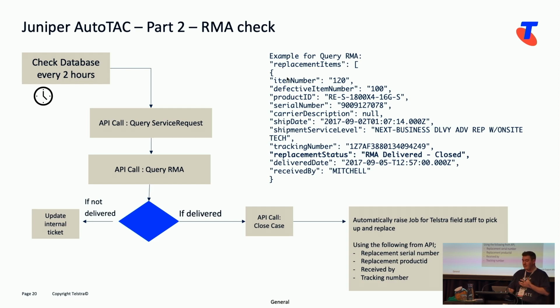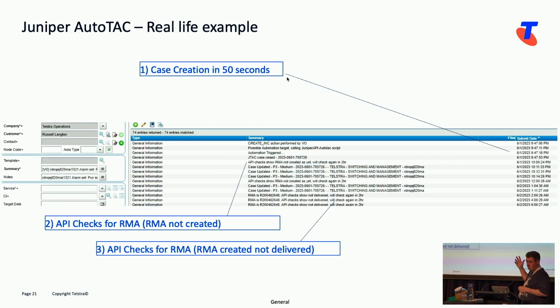So let's see what this looks like in real life. This is a production Telstra flow. We have intercepted the power supply down alarm, and we've created an internal ticket. You can see it's one of our aggregation nodes. From there, we've called our Python automation to enrich it with all the details, and then we've sent it back and created the Juniper case. Between the ticket being created and the Juniper case being created, it's a total of 50 seconds.